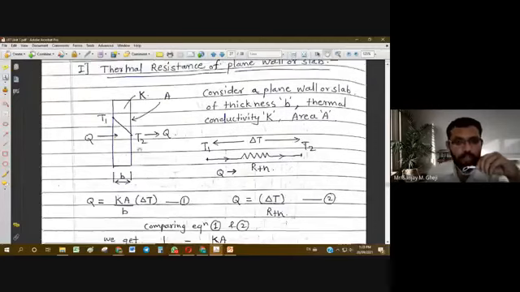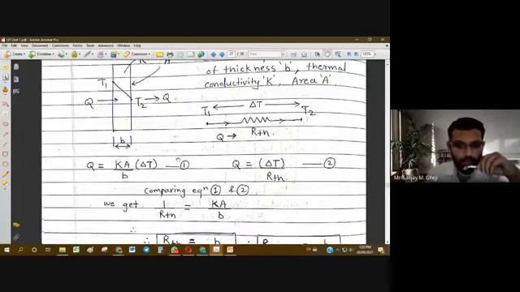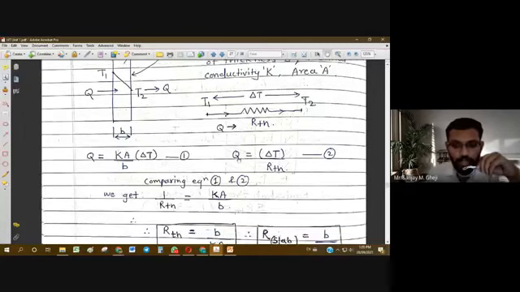Now this can be represented by a thermal circuit. So this material of K will have thermal resistance of R thermal, and it can be shown in the form of a thermal circuit. So this is a plane wall having thermal resistance RTH, with one end at T1 and the other end at T2. Temperature difference is delta T between T1 and T2, and heat flow is occurring like a current flow. So this is equation 1, and from the general electrical analogy we can set up the equation Q equal to delta T upon R thermal.